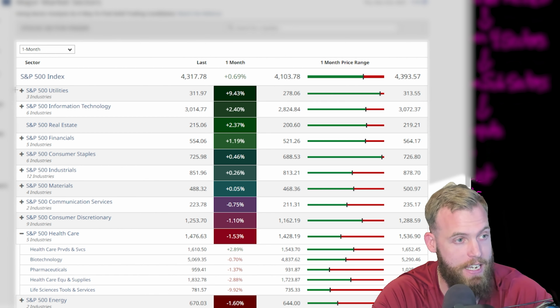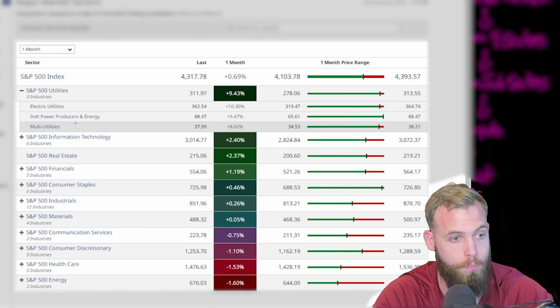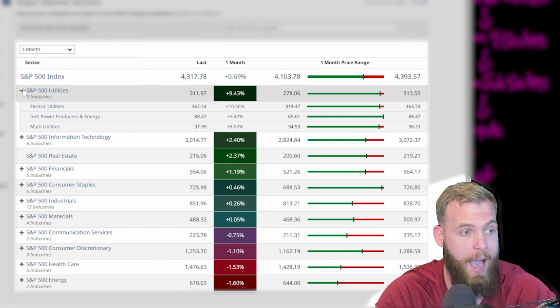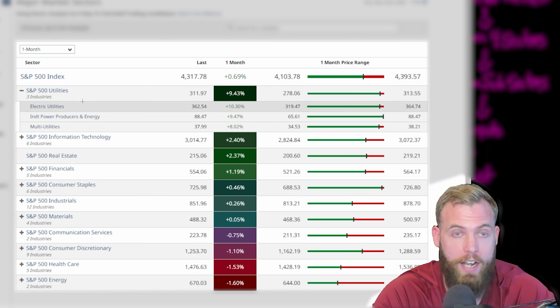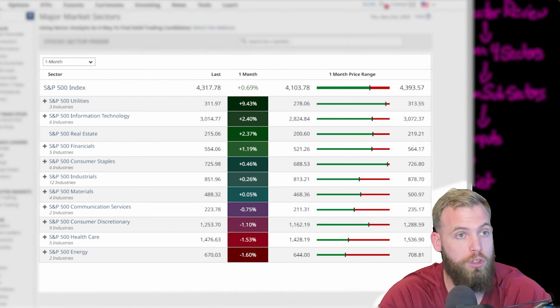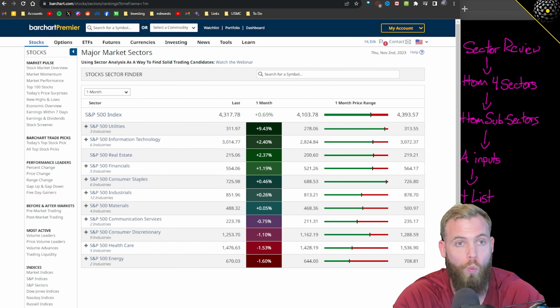Does this mean that individual sectors within utilities might be dragging? In this case, they're not, but that could still be happening. But I don't want the overall sector that I'm going to be fading to do well. I'm going to look for robust weakness.